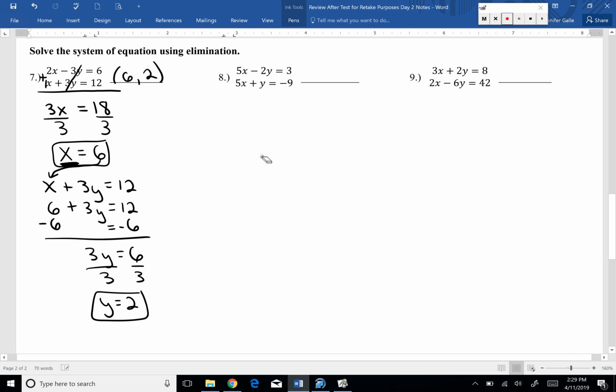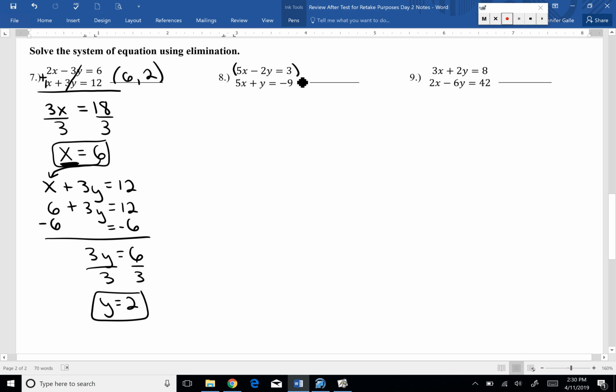So I need to make one of them a negative 5. What can I multiply by to just make positive 5 negative? All I want to do is make it negative. Multiply by negative 1. It doesn't matter. I'm going to choose to multiply the top equation by negative 1.